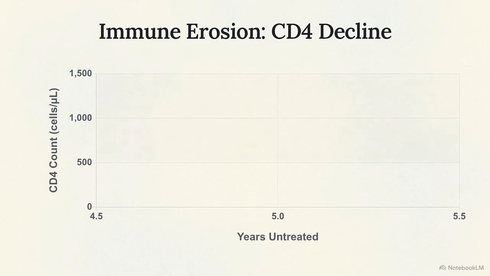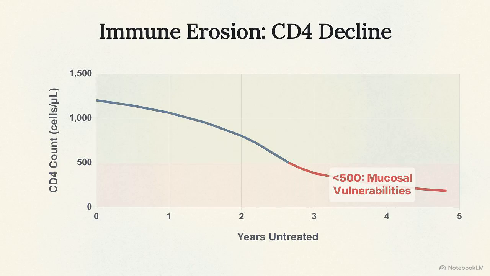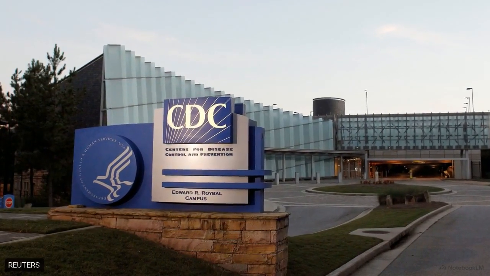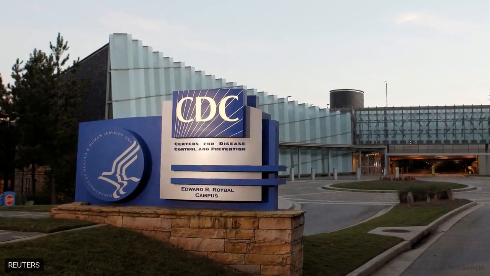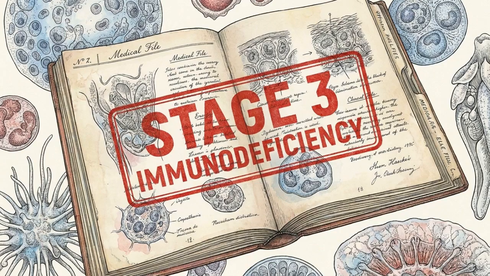This graph tracks a healthy adult's immune profile, maintaining a CD4 count between 500 and 1500. Without treatment, the viral load relentlessly erodes this count. As it dips below 500, mucosal vulnerabilities like oral thrush or bacterial pneumonias appear, signaling cellular degradation. The critical threshold occurs at 200 cells per microliter. Crossing this line places the patient in CDC stage 3. Regardless of their physical symptoms, they are now legally and clinically classified as having AIDS.